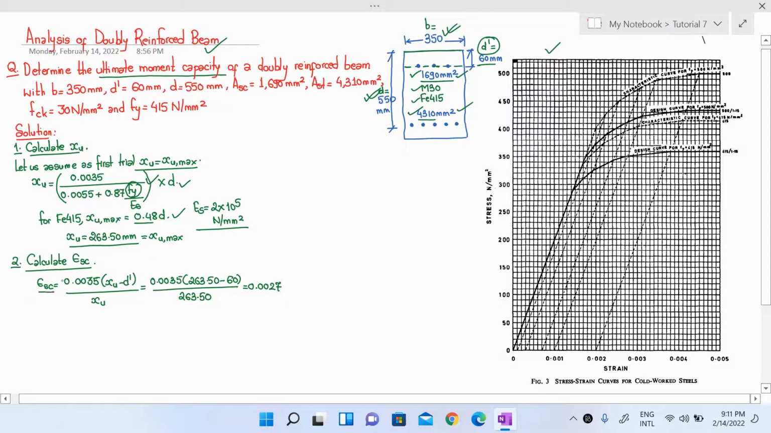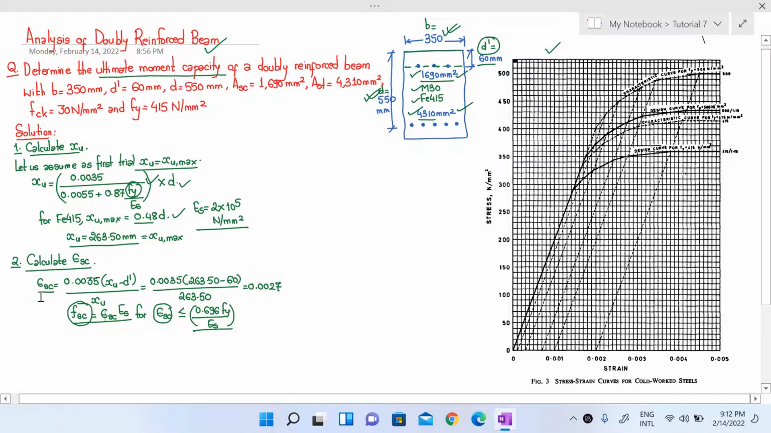Corresponding to this value of strain in steel, we have to determine the value of stress. We know that, as we discussed during our classes, the value of Fsc, that is the stress in our steel, will be equal to epsilon sc into the modulus of elasticity, for epsilon sc less than or equal to 0.696 Fy over Es. But if we calculate epsilon sc, that value comes out to be greater than 0.696 Fy over Es, so you cannot use this formula to find the stress in our steel.